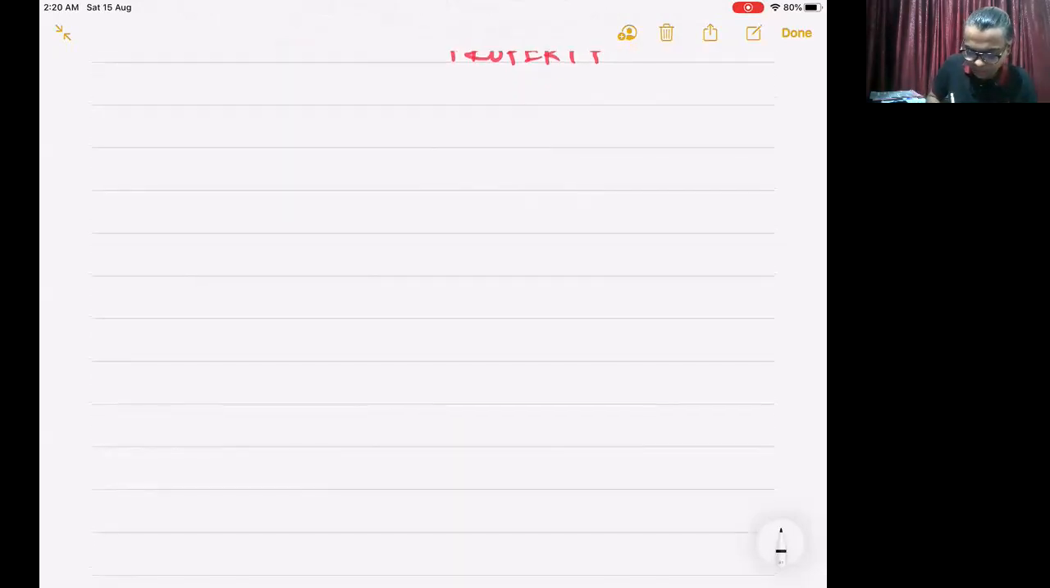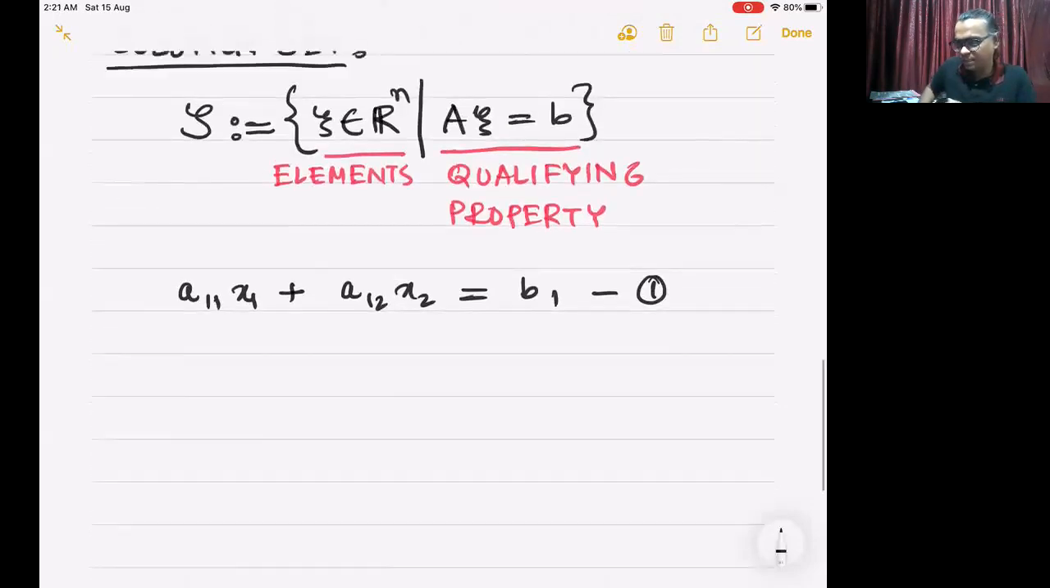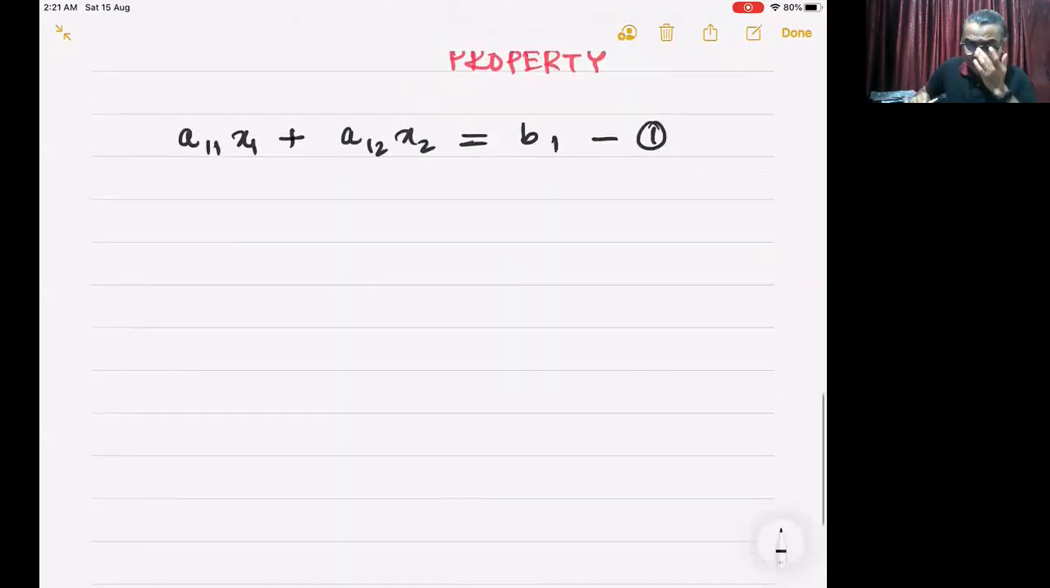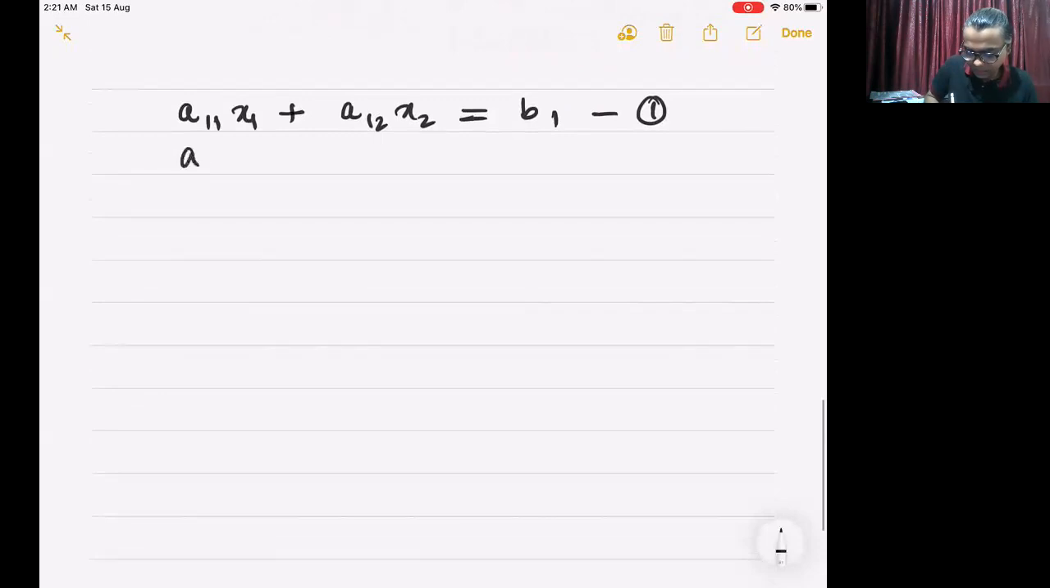It was in fact something like this. I have a11 x1 plus a12 x2 equals b1, although we called it x and y then, but now we are a little more sophisticated, so I'm going to use x1, x2. That is my equation number, what should I call it? Say 1 again. Don't get confused with the earlier one. It will make sense from the context itself. And then suppose I have a21 x1 plus a22 x2 equals b2.